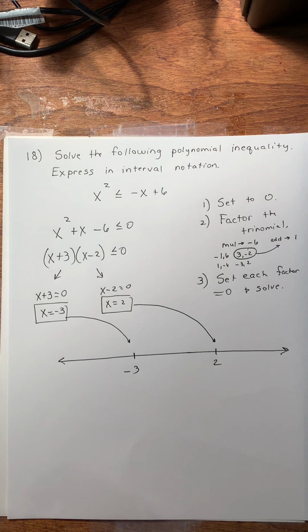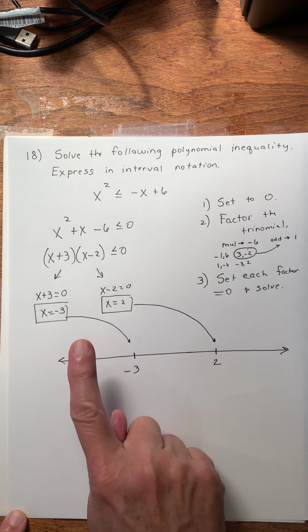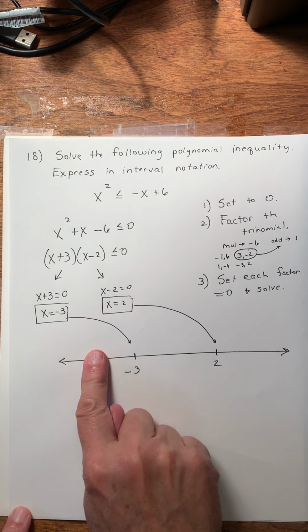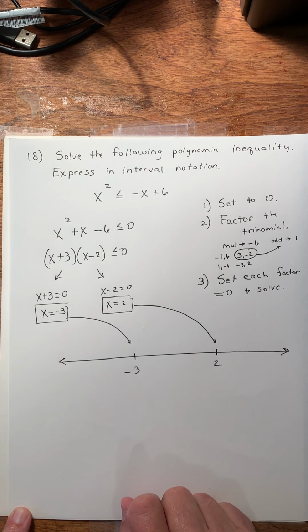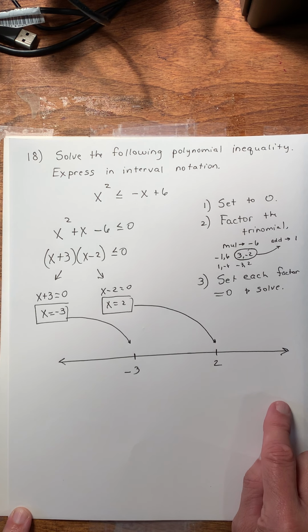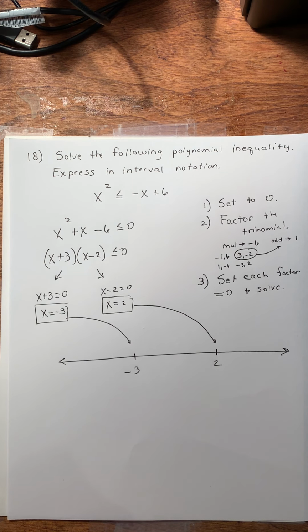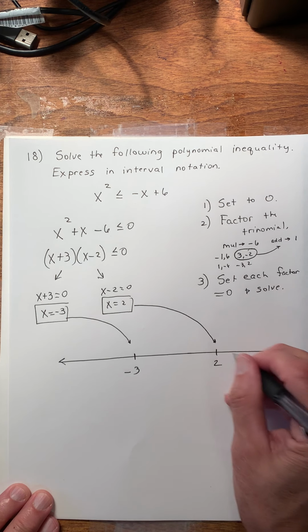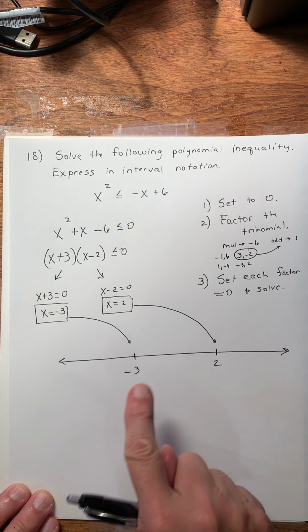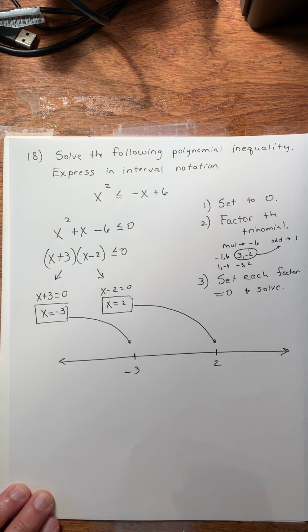Notice what's happened. These two values have divided the number line into 1, 2, 3 sections. And here's the truth about these sections. Either everything in this section works or nothing does. Everything in this section works or nothing does. Everything or nothing. So how am I going to find out which sections work and which don't? I'm going to test values. Test something in each of the sections. If that test works, then the section works. If that test fails, the section fails.